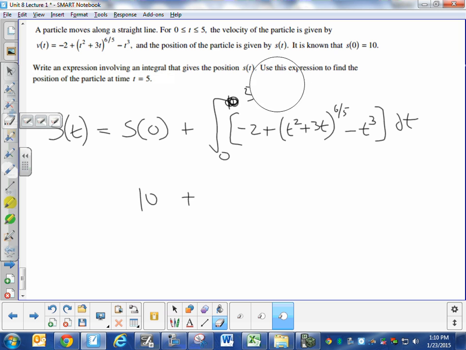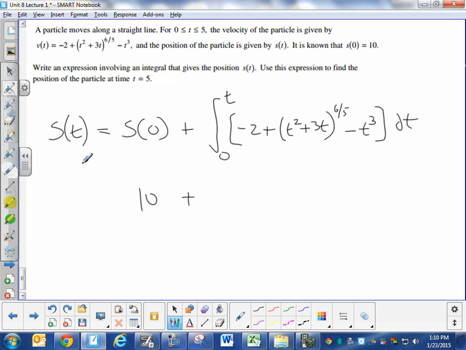So, of course, if this was S of t, they'd want a t here. This would be the answer to the first part. And then particle at time 5, 10 plus the integral from 0 to 5 of v of t. Second entry: negative 9.207. All right, cool.